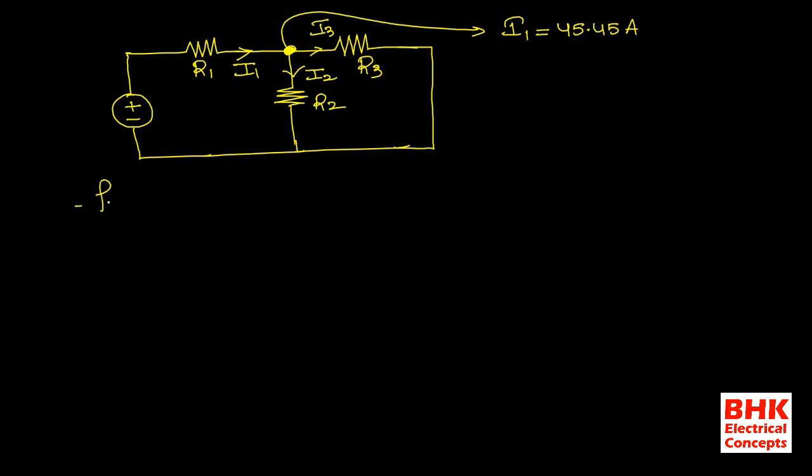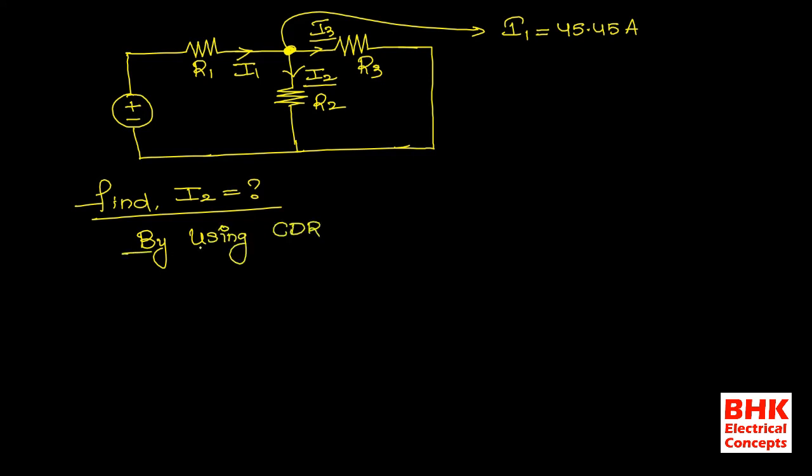Now if you want to find the current I2 in this given circuit, we need to apply the current division rule. The current division rule is always applied in a circuit when current is flowing through a particular resistance and this current is divided from the total current available at the junction point. Now we know that I2 and I3 are the currents which are divided from the current available at the junction point. That is the reason why, if you want to find the value of I2, we use CDR, meaning current division rule.